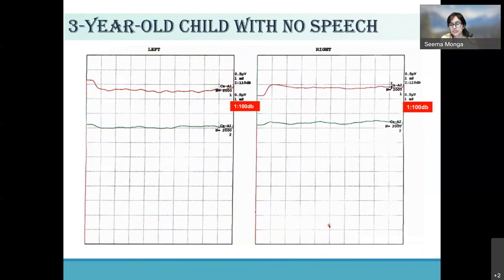So again, a three-year-old child, no speech. Here, yes, even at 100 decibel of sound, there are no waves. Okay. So you have to check how much sound you are giving and whether you are getting the waves. So the most important wave is wave 5, basically. Try to identify wave 5 first, all right? If you identify wave 5 first, it will be easier.